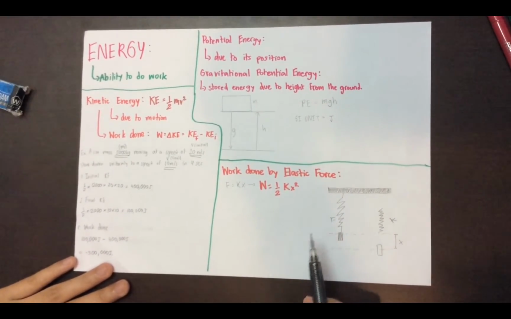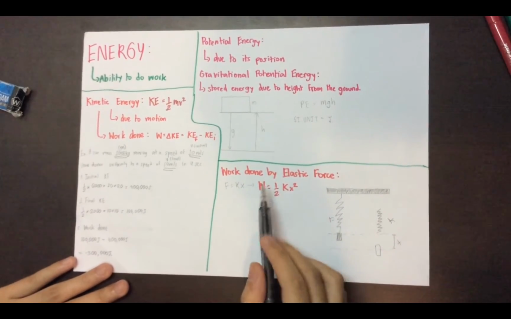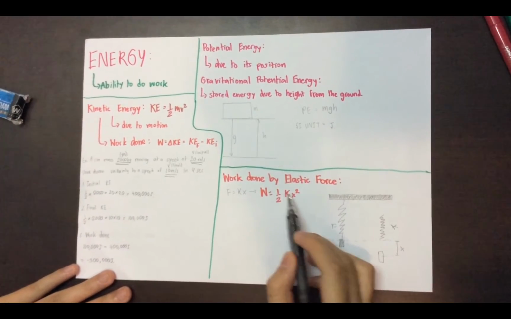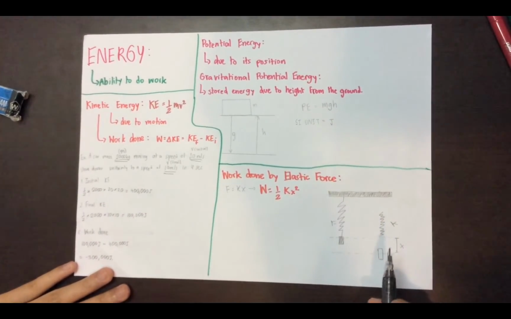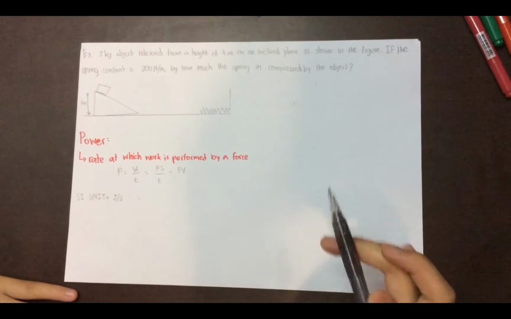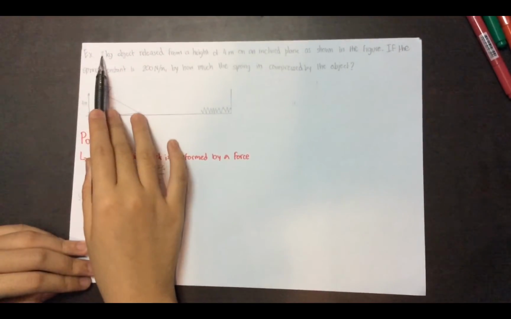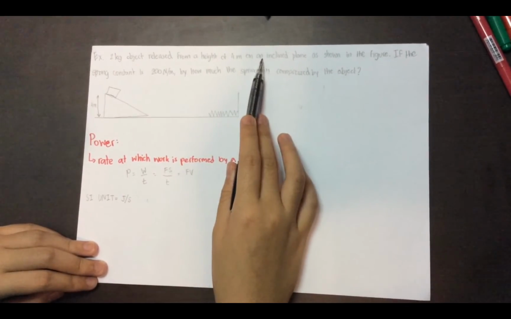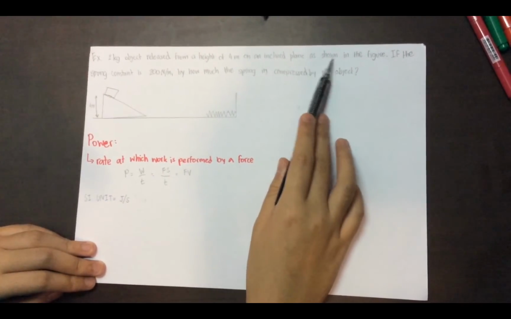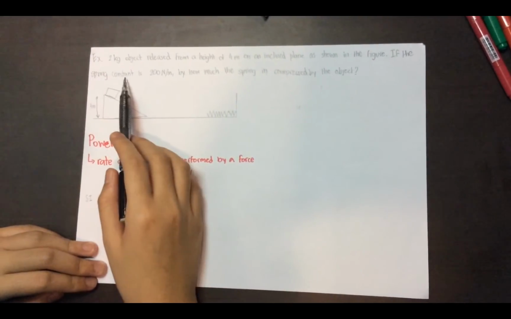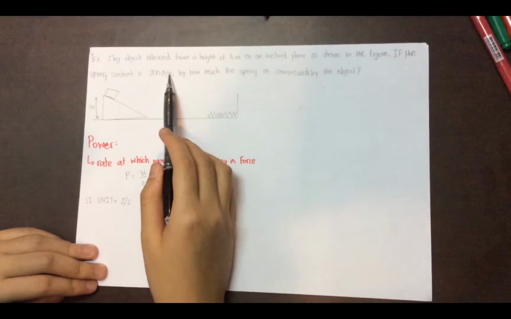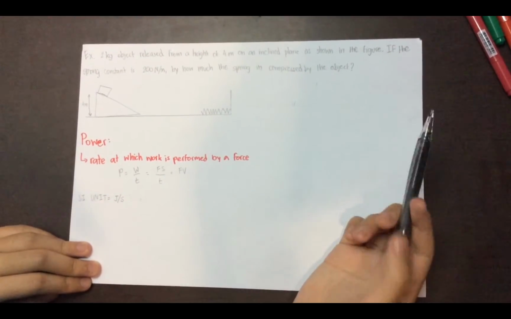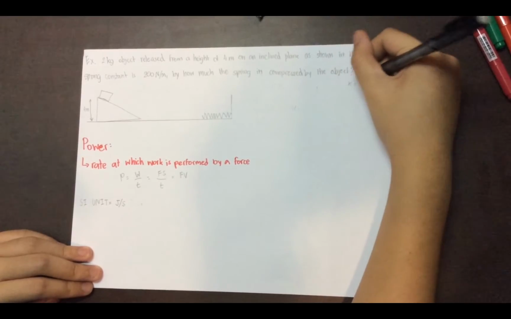The spring force is a variable force. So the work done is equal to 1/2 times k times x squared. In this example, a 2 kg object is released from a height of 4 meters on an inclined plane, as shown in the figure. If the spring constant is 200 Newton per meter, by how much is the spring compressed by the object? So we need to find x.